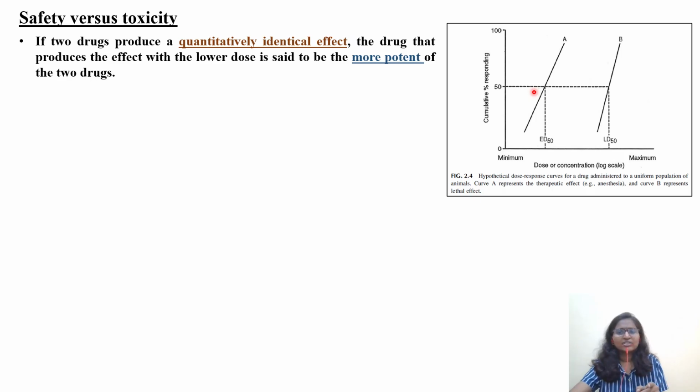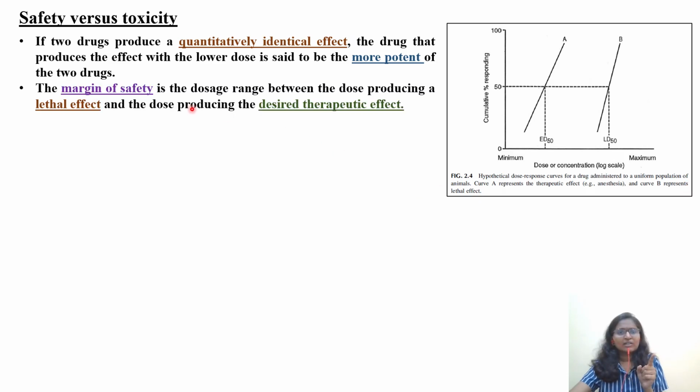Okay, so that is the reason, the drug that produces the effect with a lower dose is said to be more potent of the two drugs. Nowadays, if you look into pharmaceutical manufacturing also, there is a term called HPAPI, highly potent active pharmaceutical ingredients, because the technology is moving towards those types of drugs into the market where the same efficacy can be achieved at a lower dose.